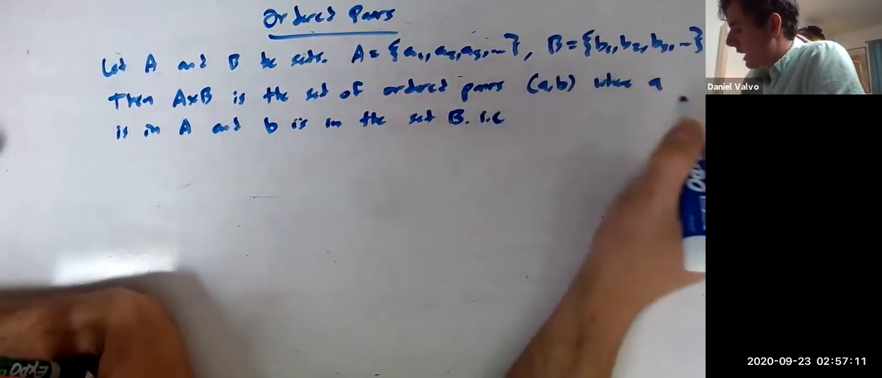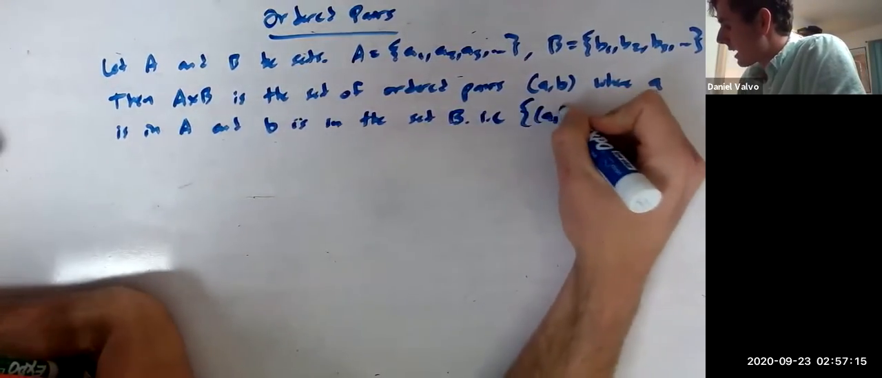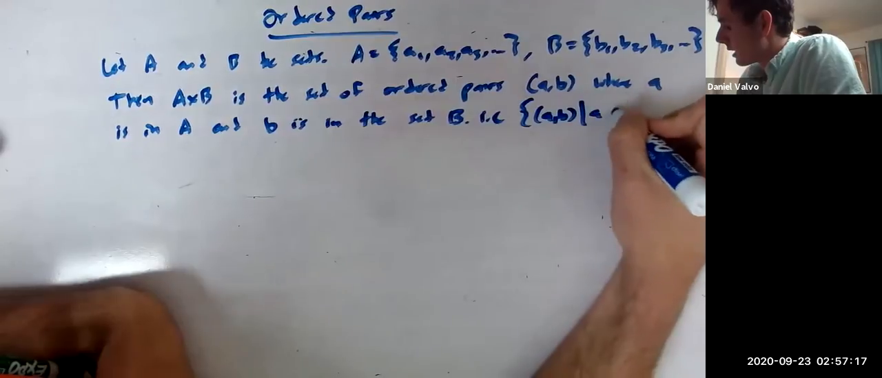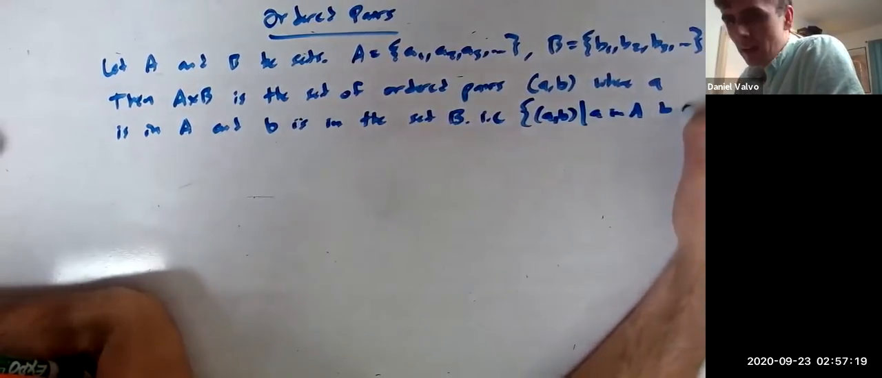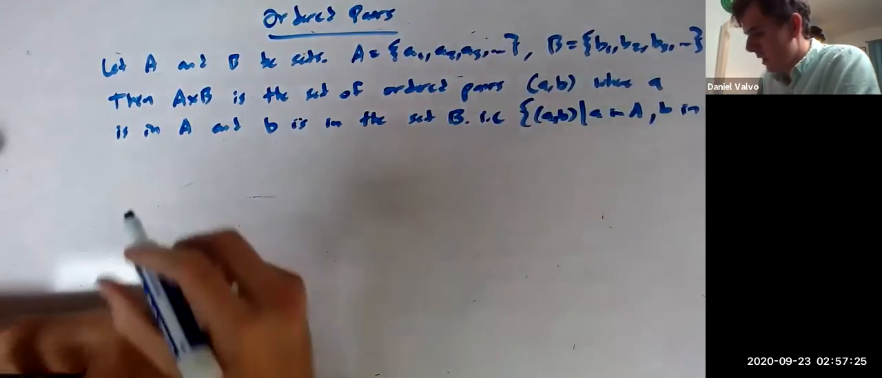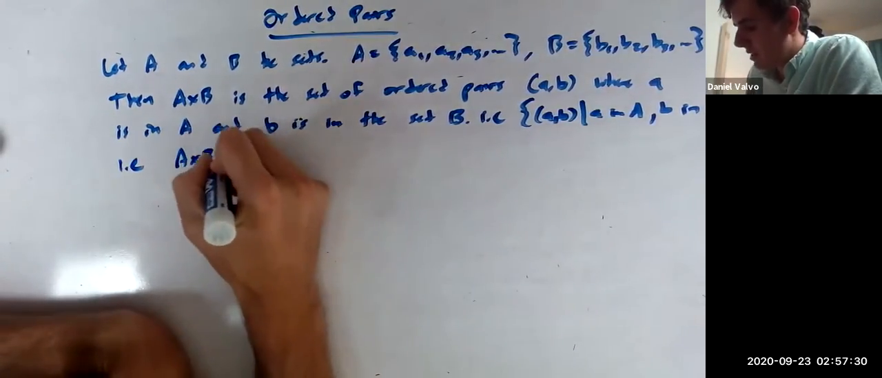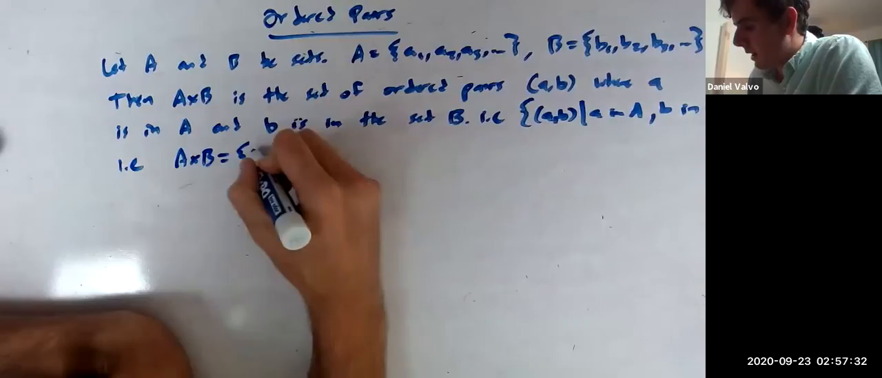Another way you can think about this is A cross B. You could write it like this. It's the set of all (a, b) such that a is in A and b is in B. That's the way you can write it. We'll talk about set notation later. Or another way you can think about it, in our particular example here, is A cross B.